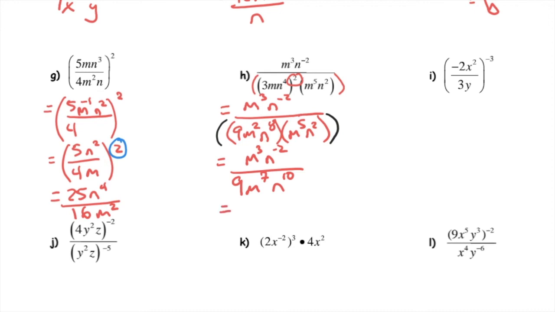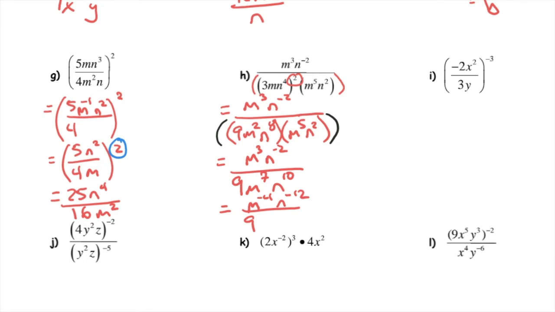Now, I'm going to perform the division here. There's nothing to do with the coefficient. It's still going to be over 9. There's nothing that's going to move that 9. It's going to stay down there. But I'm going to get m cubed over m to the 7th. So I'm going to subtract the exponents, and it'll be m to the, well, 3 minus 7 is -4. And then I'm going to get n to the negative 2 over n to the 10. So it's going to be n to the negative 2 minus 10, which is n to the negative 12.